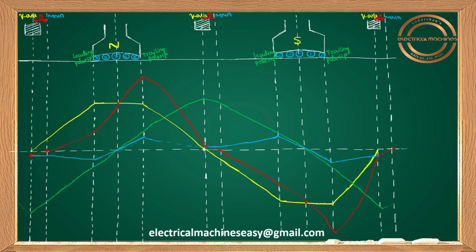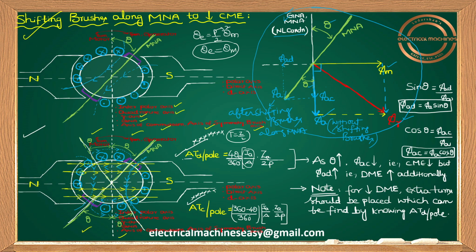What is the shape of main flux? What is the shape of armature flux? What is the shape of armature MMF? What is the shape of resultant flux? All those things. Okay, right. So this is what I can say, shifting brushes along MNA to reduce CM effect.